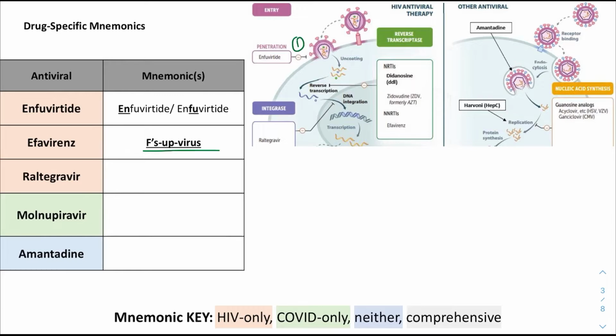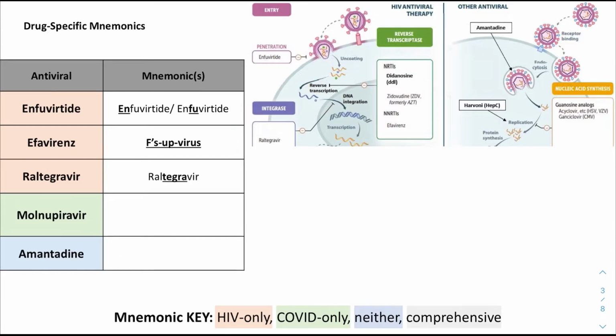And so if we are able to use Efavirenz, we are going to be inhibiting the actual ability for the DNA to be created, and so there is no way for the HIV DNA to be integrated into the host genome, so we have really effed up the whole shtick of what HIV is trying to do. So Efavirenz F's up the virus.